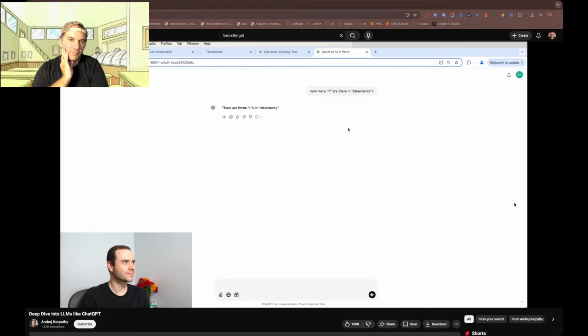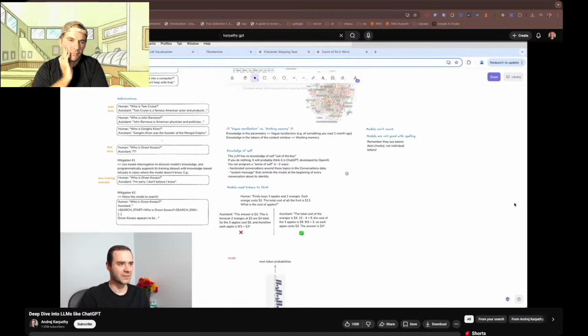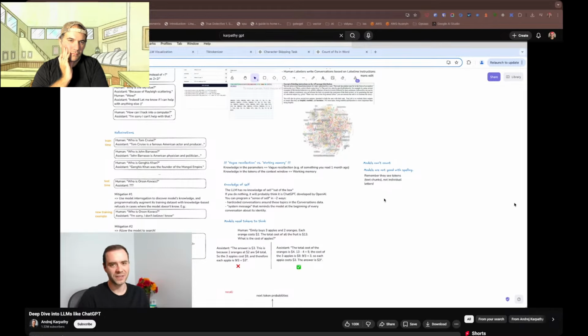So models are not very good at spelling, and there's a bunch of other little sharp edges, and I don't want to go into all of them. I just want to show you a few examples of things to be aware of when you're using these models in practice. I don't actually want to have a comprehensive analysis here of all the ways that the models are kind of falling short.